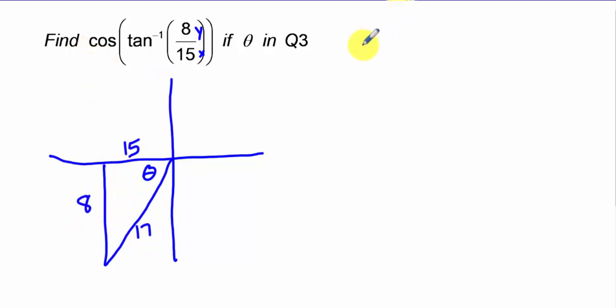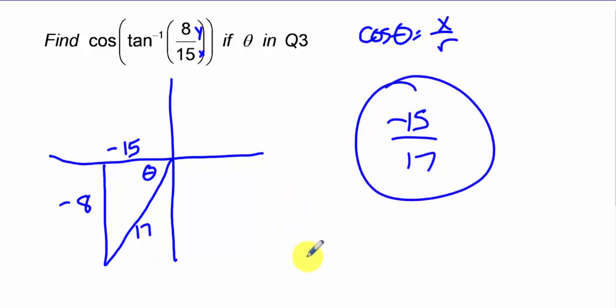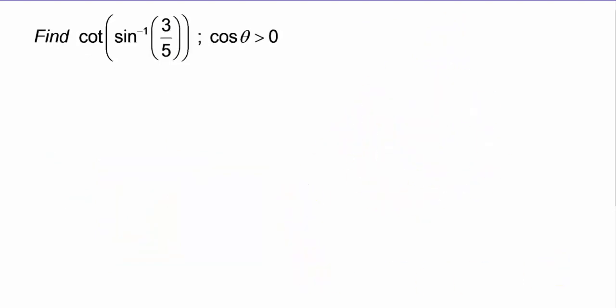And I'm asked to find the cosine of an angle. And cosine is the x over the r value. So again, for this particular triangle, since these are both negative as we talked about before, my x value is negative 15, my r value is 17, and I have my solution. Let's do one more.